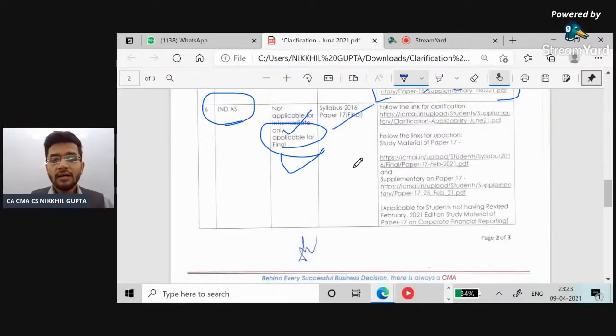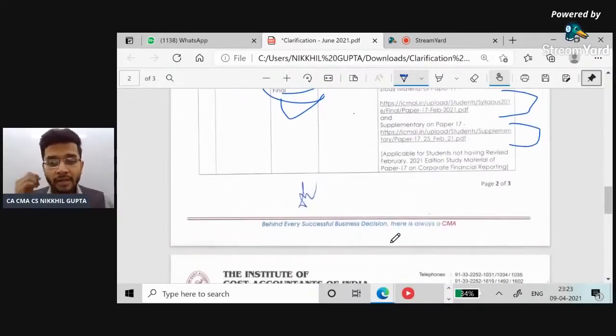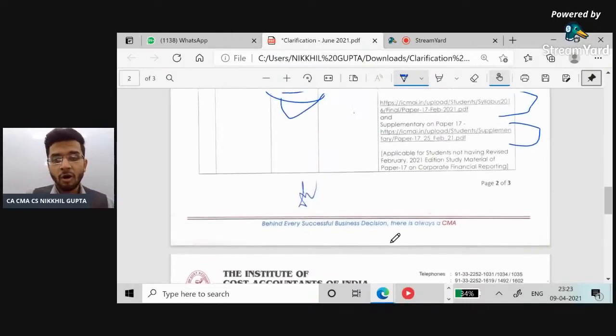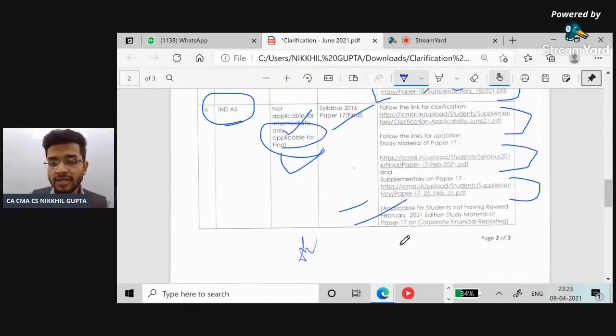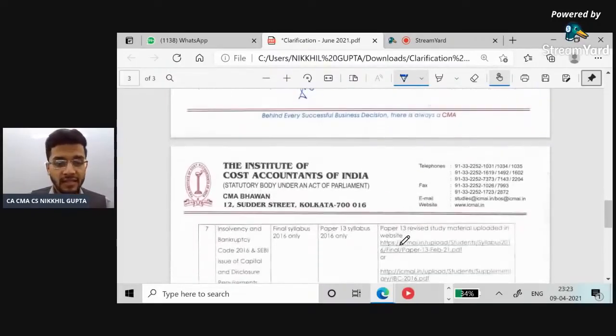Syllabus 2016, paper number 17. Links are there for clarification. Links are there for updated study material. Then there's a supplementary applicable for students not having the revised February 2021 edition of the study material of the CFR. All the students who have done their revised study from the February 2021 edition of the study material, all these amendments are relevant, even over and above that study material as well. So yes, these are the amendments in CFR.